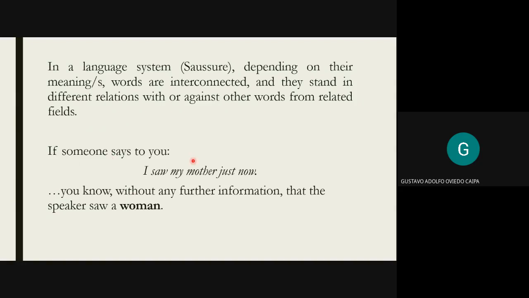If someone says to you, "I saw my mother just now," right? You know, without any further information, that the speaker saw a woman. Or at least the first impression that you get, the immediate impression, is that the speaker saw a woman. So why is that? That's because the words mother and woman are related in their senses. The senses of the words mother and woman are related in the language system in which they exist. That means that language is basically a network of relationships. If we see it from the perspective of meaning, language is basically a system of relations, a network of relations, if you will.